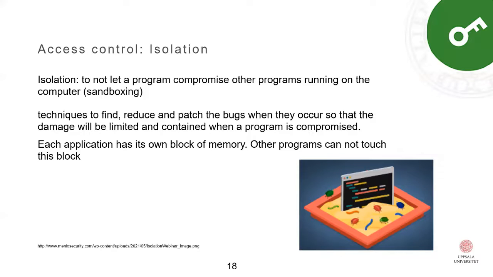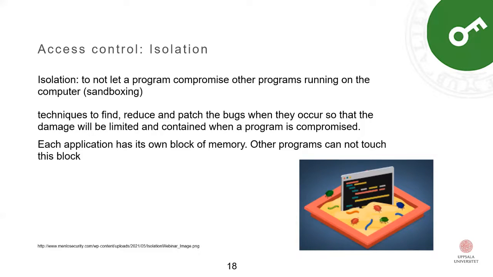So in order to have access control, besides the different permissions and different levels of access, there is something called isolation, which is also very much used to provide confidentiality. In isolation, we do not want to let a program compromise other programs running on the computer. This is called sandboxing, meaning that each program has its own sandbox, so they will not have access to others. So if one of the programs ruins its own memory or data, it will not harm other programs.